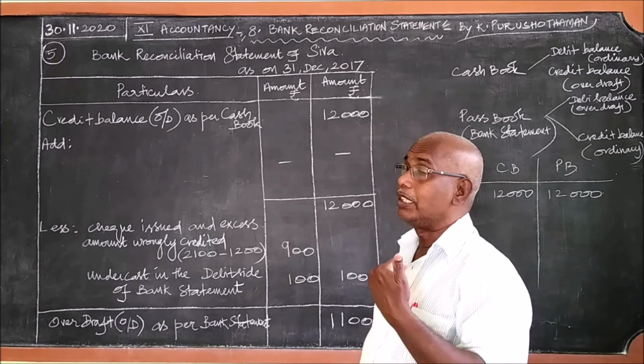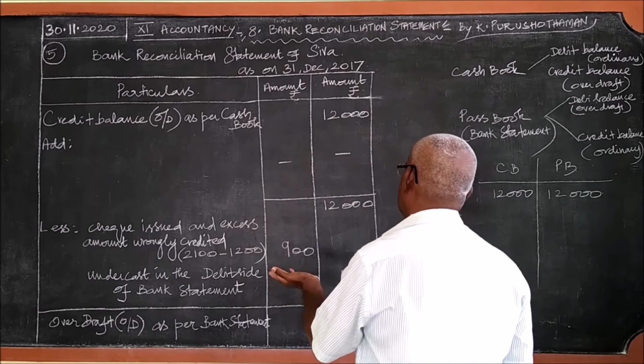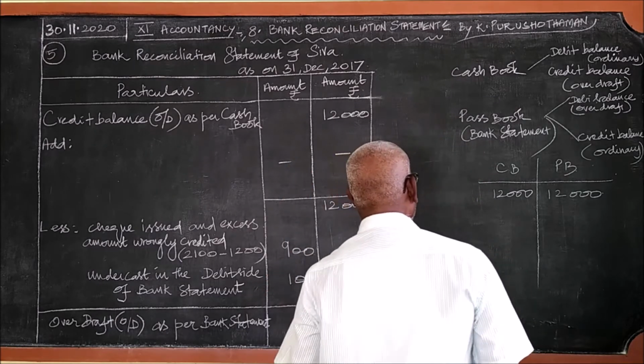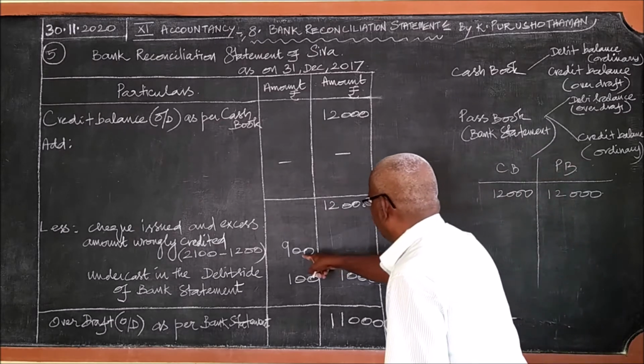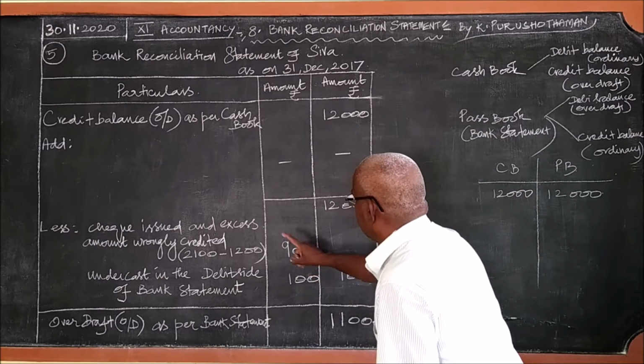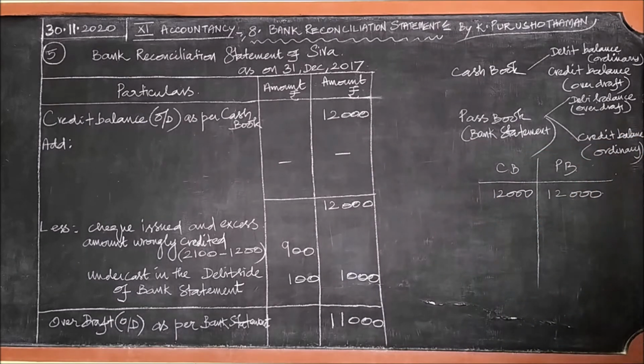If it is less, we add to make it more. But it is overdraft, so you take the opposite rule. That 900 rupees is less. Once again, I repeat the same. Once the 1,200 rupees check is issued, the cash book balance will be reduced. It means 1,200 has been paid out of the balance.